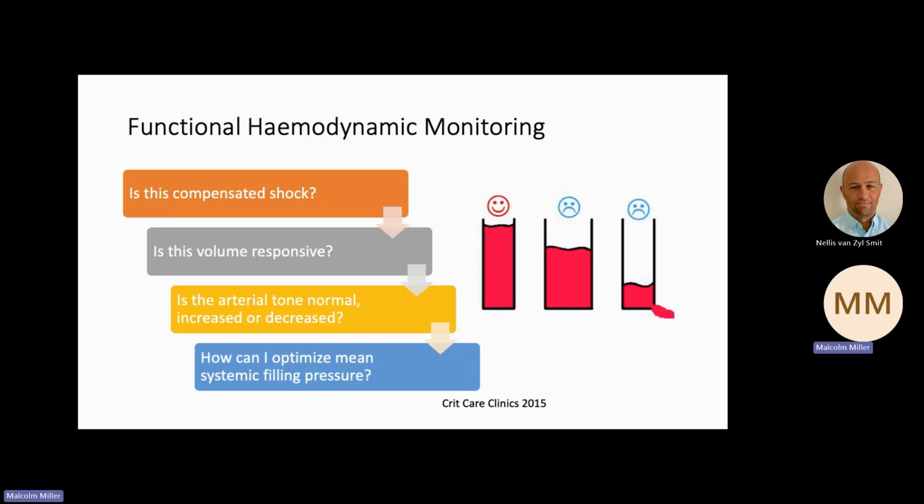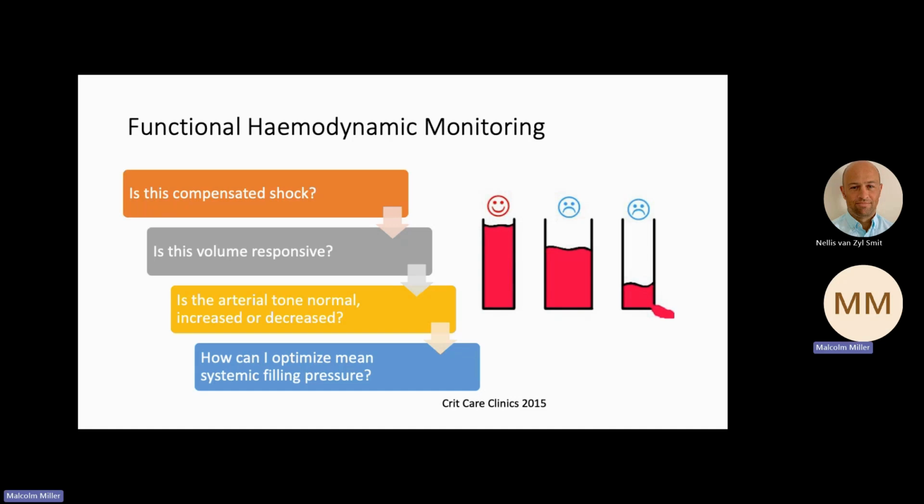So this is a fairly old publication, but really it sums up how we assess patients who are hemodynamically unstable or needing some form of hemodynamic optimization. And we always need to assess whether patients are compensating for their shock, because I think it's important to emphasize that hypotension, low blood pressure, is a late sign of shock. We need to recognize shock before the blood pressure drops, because then it becomes very obvious.